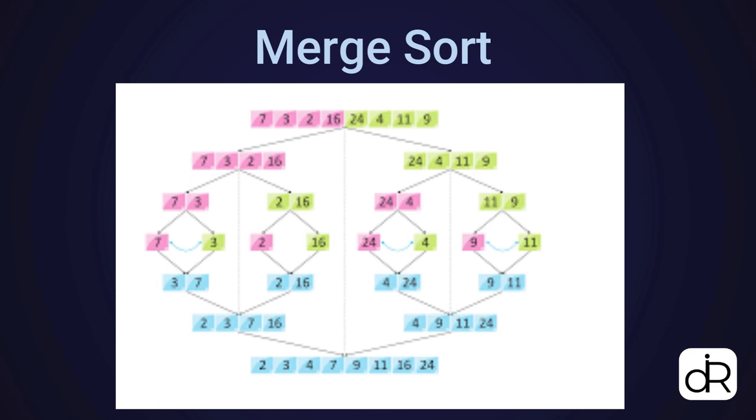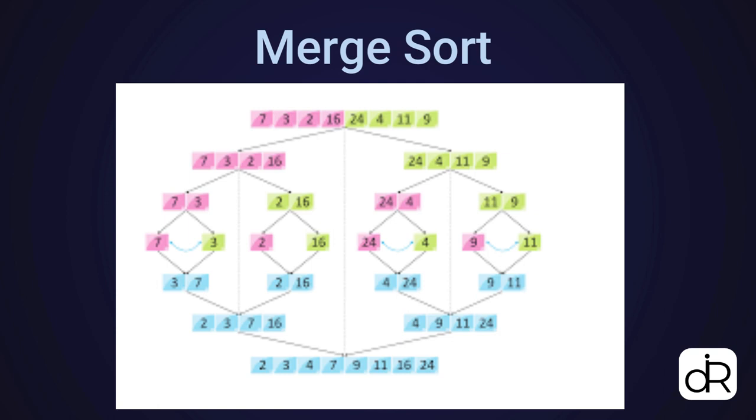As you see here, we find that 7 is smaller than 3, so we're going to swap them. The same thing for this 2 and 16. Nothing happens because 2 is already smaller than 16. So we're going to merge these subarrays into a sorted array.